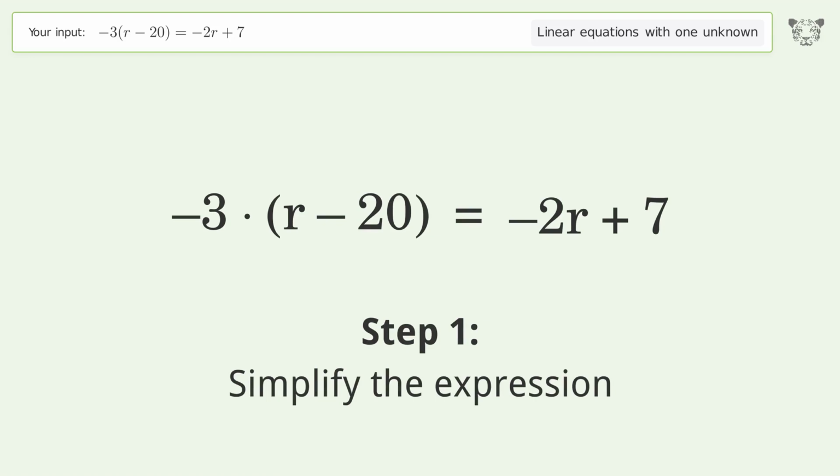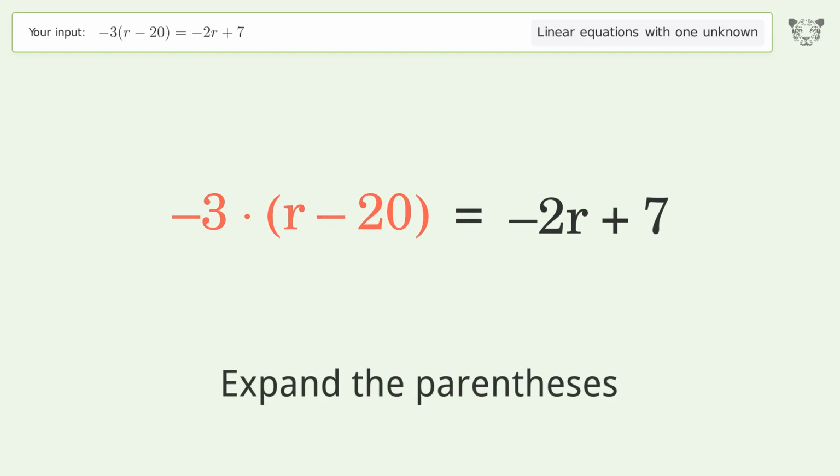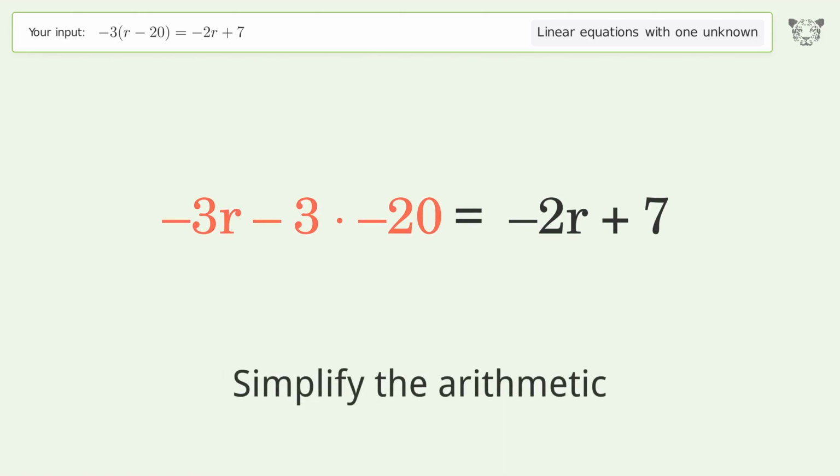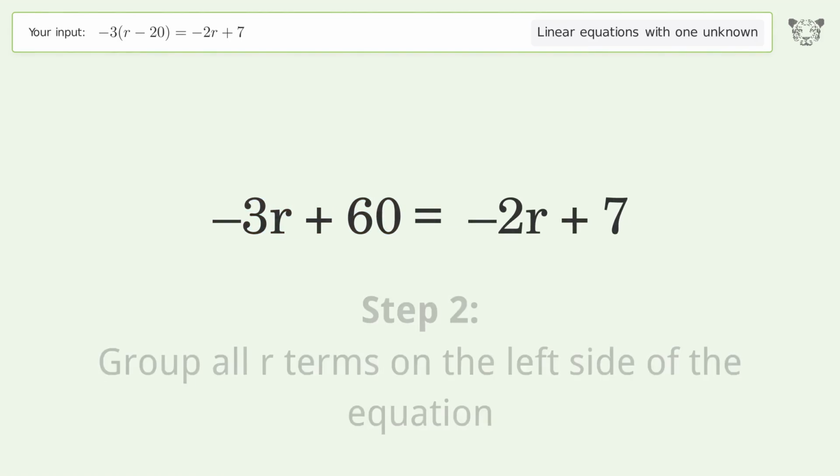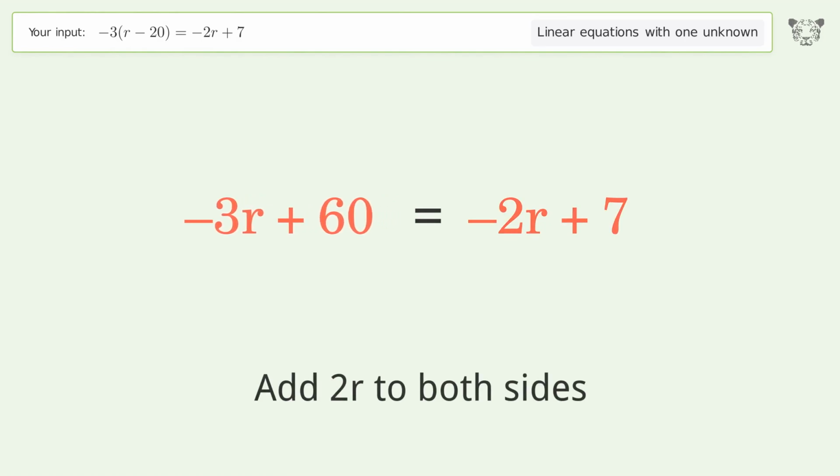Simplify the expression. Expand the parentheses. Simplify the arithmetic. Group all r terms on the left side of the equation. Add 2r to both sides.